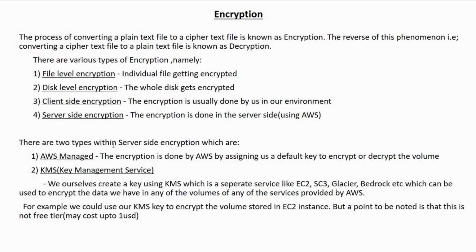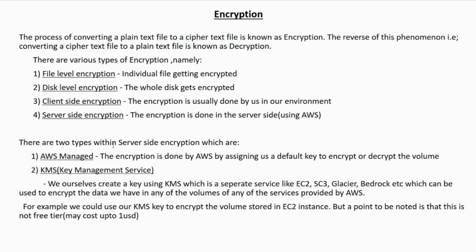So what is encryption? Encryption is the process of converting a plain text file to a ciphertext file. That is called encryption. So what is a plain text file? That's the usual file that we store in our computer, which is easily readable. That is called a plain text file. Whereas a ciphertext file is not readable. Even the machine can't read it.